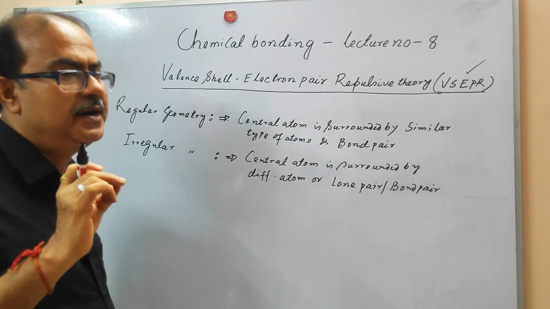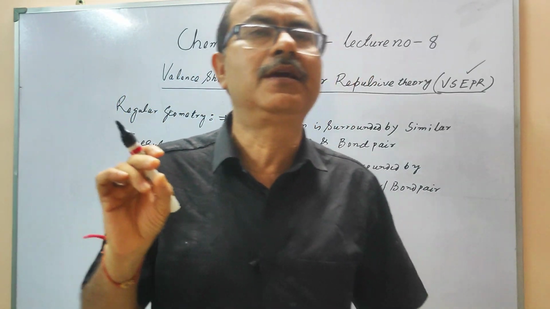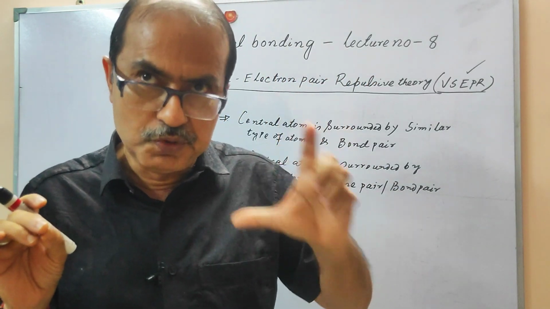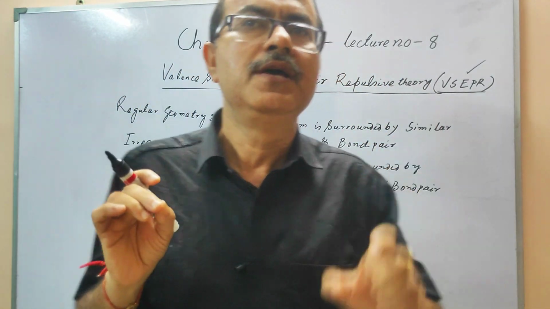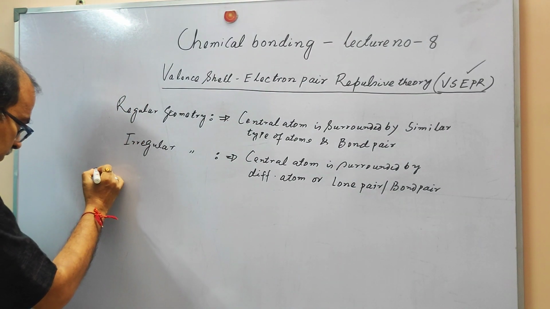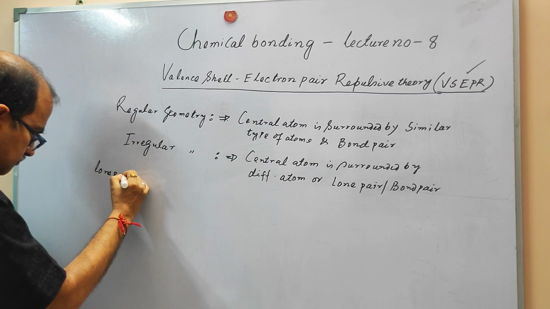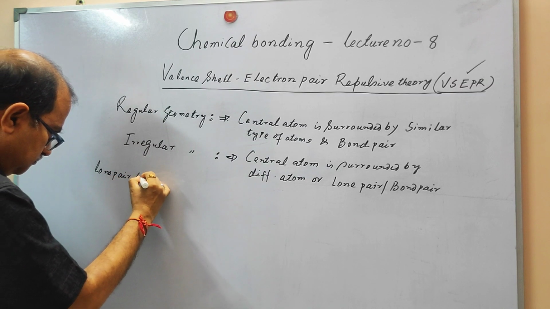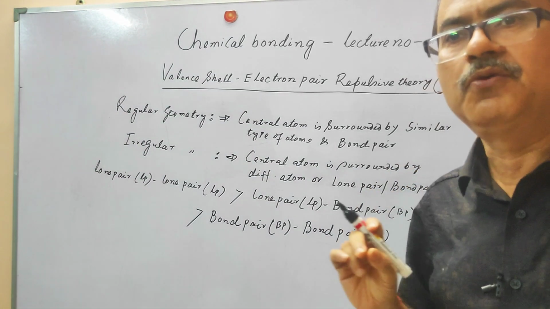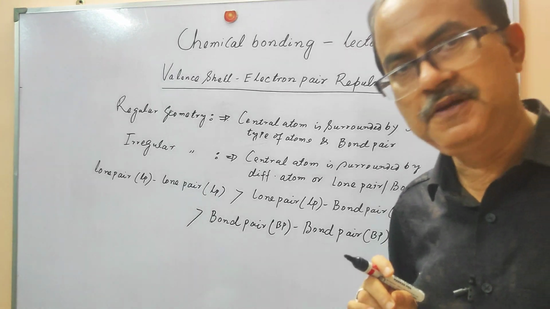Because the lone pair resides in the central atom, it takes a lot of space as compared to the bond pair in between the atoms. So we can write this very important thing that you need to understand when we are going to explain the shape of the molecules as per the valence shell electron pair repulsion theory.